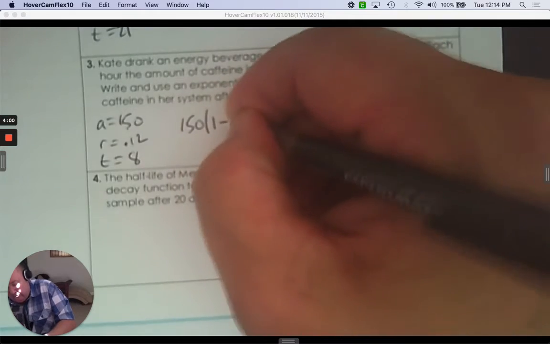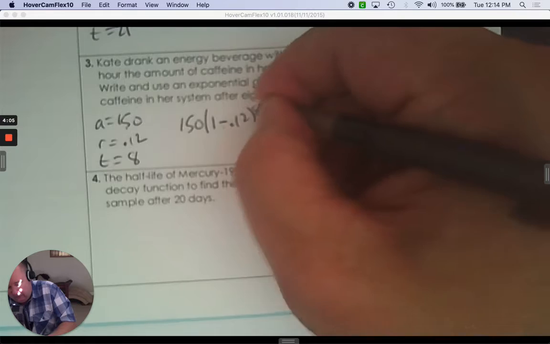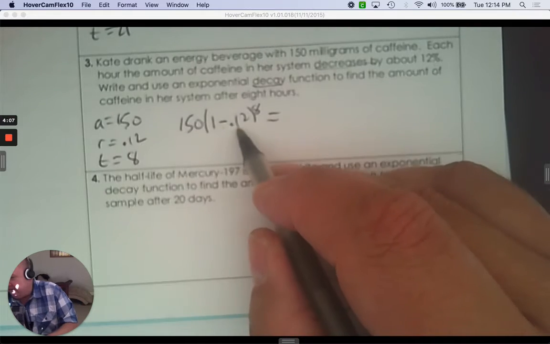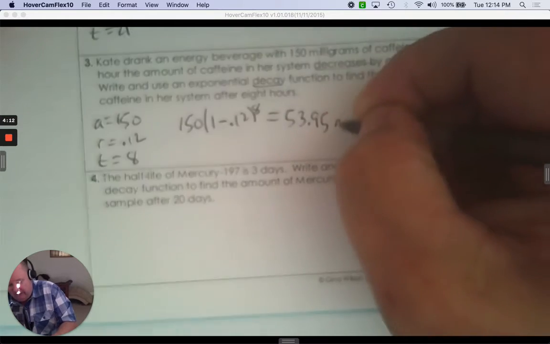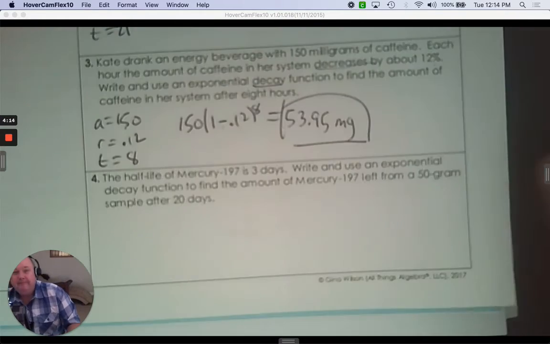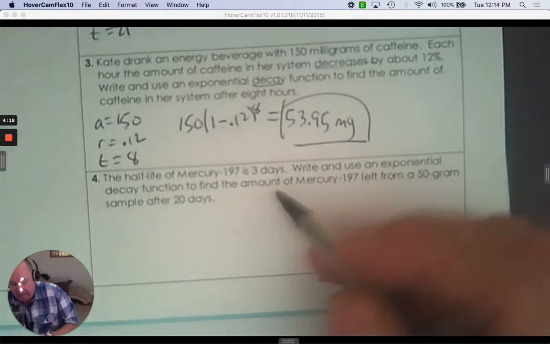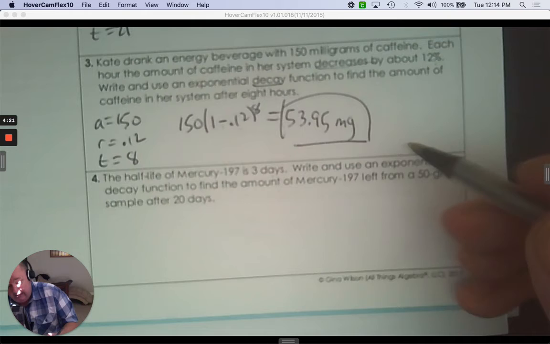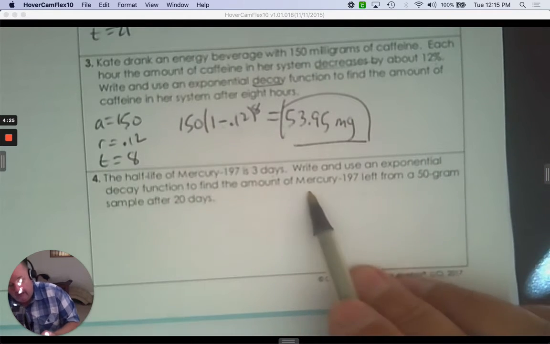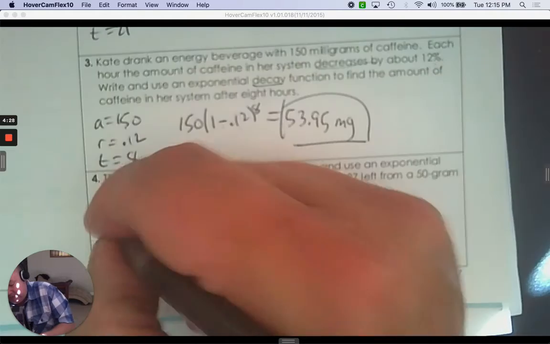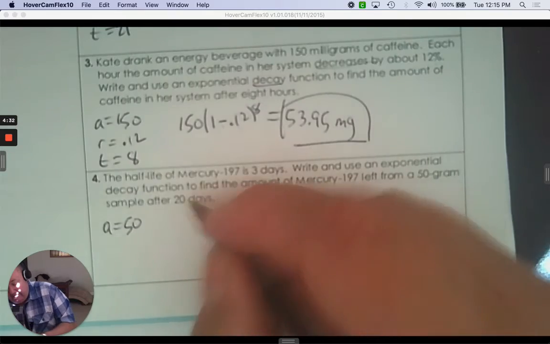Then just put it together. 150, 1 subtract 0.12. It's a negative rate to the exponent 8. Type this in your calculator, and the answer is 53.95 milligrams. Done. Number 4, the half-life of mercury 197 is 3 days. Write and use an exponential decay function to find the amount left from a 50-gram sample. So A is 50, T is 20.